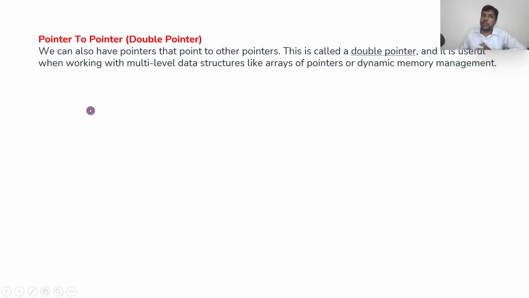Now what is this pointer to pointer? It means we can also have a pointer that points to another pointer. Already a pointer is referring to an address, right? Now we have another concept called pointer to pointer. How can we declare this? We use a double pointer, that is nothing but a double asterisk symbol. This is called a double pointer, and it is useful when you are working with multi-level data structures like arrays of pointers or dynamic memory management.